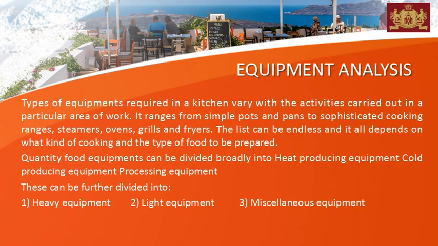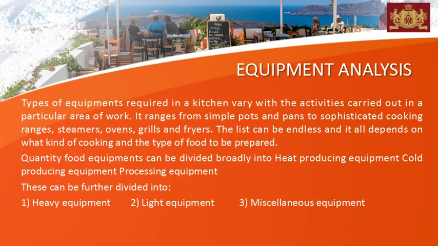Types of equipment required in a kitchen vary with the activities carried out in a particular area of work. It ranges from simple pots and pans to sophisticated cooking ranges, steamers, ovens, grills and fryers. The list can be endless and it all depends on what kind of cooking and the type of food to be prepared. Quantity food equipment can be divided broadly into heat-producing equipment, cold-producing equipment, processing equipment.